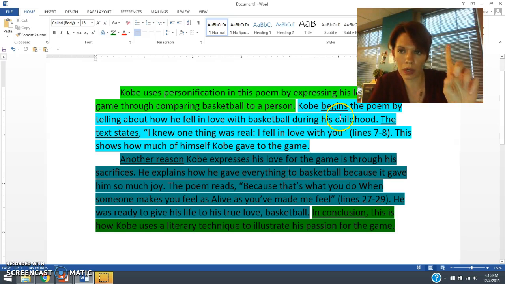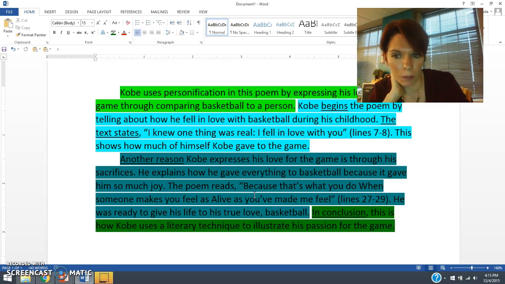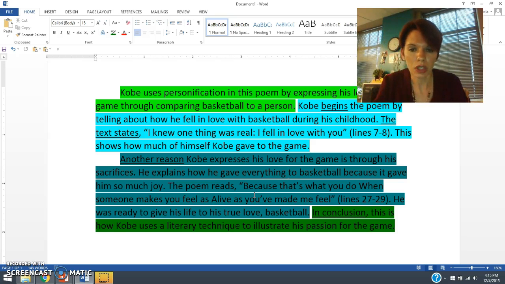So up here is one way we prove and quote it. Down here is another way we prove and quote it. Another reason Kobe expresses his love for the game is through his sacrifices. He explains how he gave everything to basketball because it gave him so much joy. The poem reads, "because that's what you do when someone makes you feel as alive as you've made me feel," lines 27 to 29. He was ready to give his life to his true love, basketball. In conclusion, this is how Kobe uses a literary technique to illustrate his passion for the game.